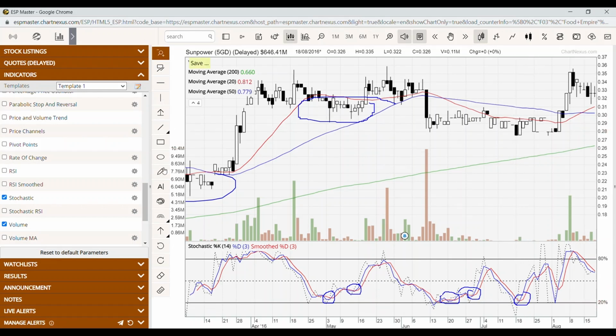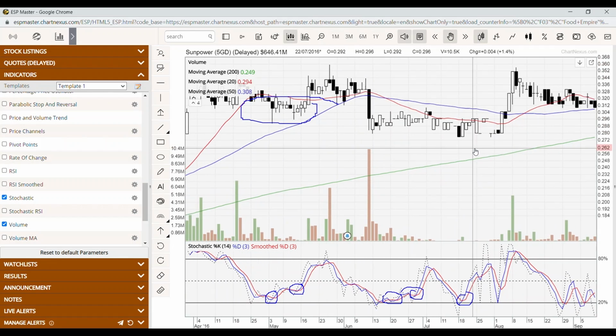Okay, here, crossover. Did our moving average crossover? It crossed down, right? It didn't cross up. So wait for it. Wait for the cross up on both of these indicators.